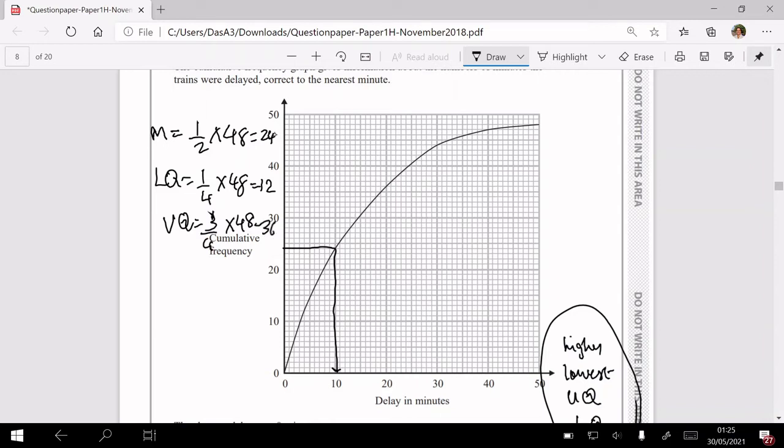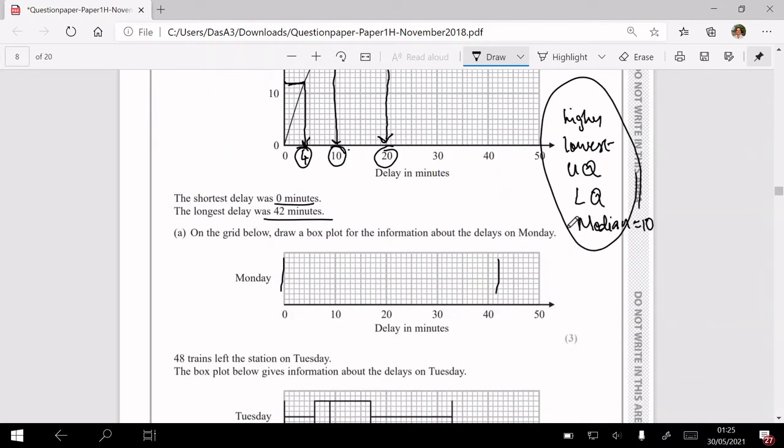36. So now you go to each of these on the y-axis of the cumulative diagram and draw from there. So in this case, 12 gives you 4, median 10, and 36 goes at 20. Perfect. So the upper quartile is 20, the lower quartile is 4, and the median is 10.